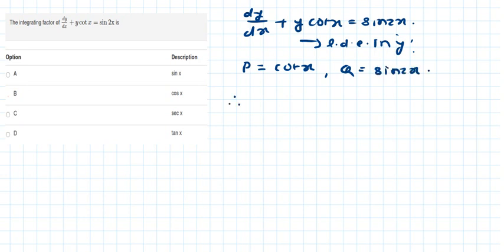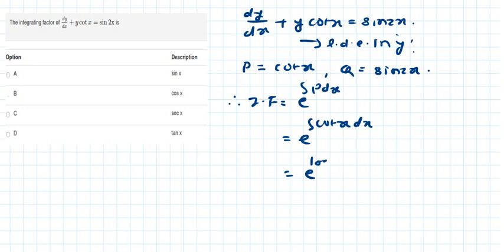Therefore its integrating factor will be e raised to the integration of p dx, which is e raised to the integration of cot x dx. Therefore e raised to the integration of cot x is e raised to log of sin x. So finally we get the answer sin x. So option A is the right answer. Sin x is the answer.